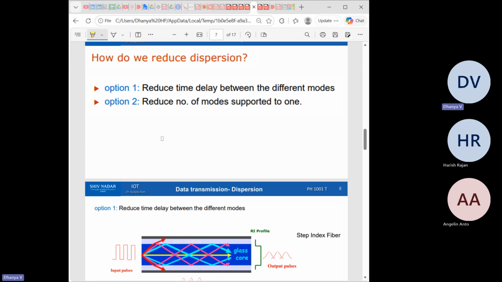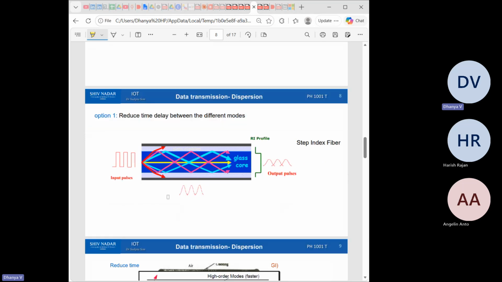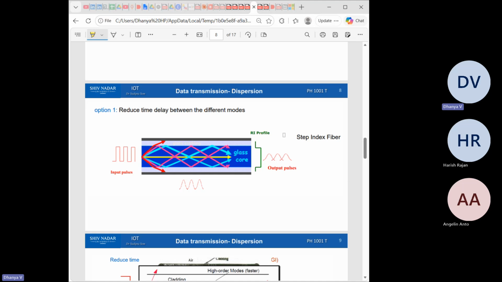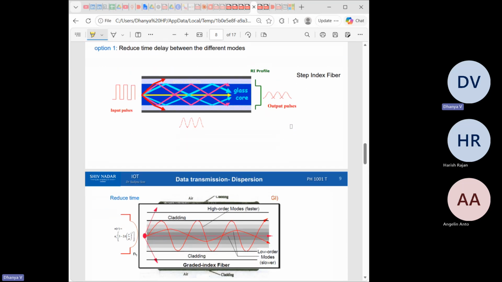So how do we reduce dispersion? As we saw before, we have to reduce the time delay between the different modes. When there are different modes, you need to try to make them the same, no? So if you see for step index, you just have N1 and N2, so based on your N1 and N2, you have your glass and the core, and you just transmit, it gets reflected back and then you get your output pulse, right? So this is your step index.